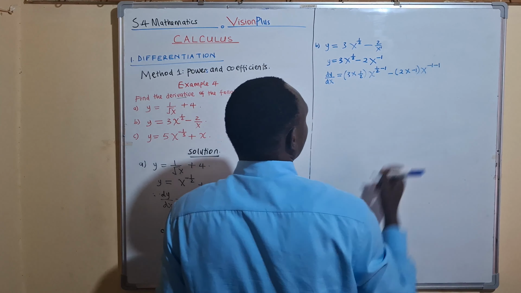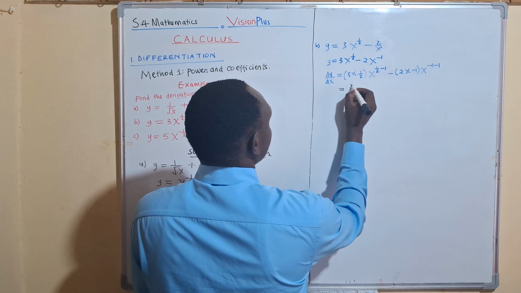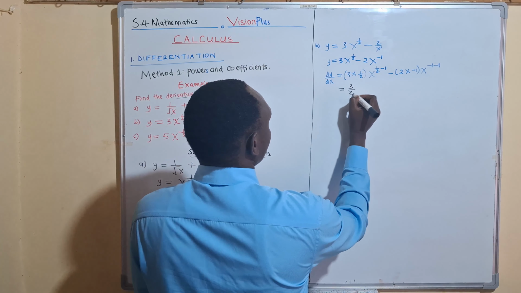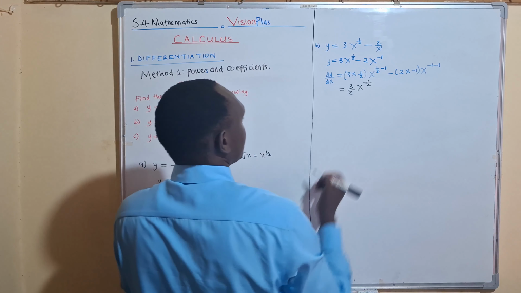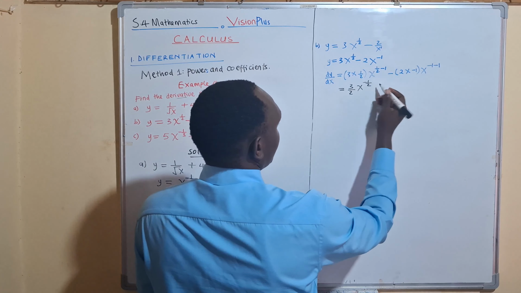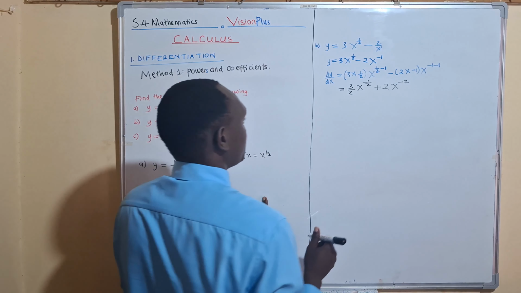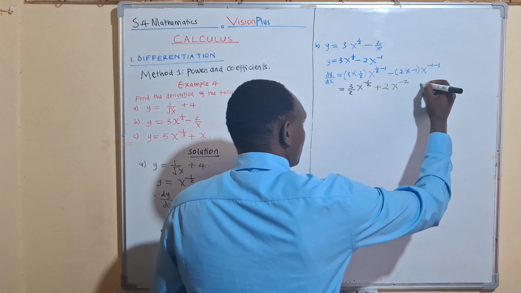We simplify. 3 times half, that is simply 3 out of 2, x. A half minus 1 is negative half. You press the calculator. There's a negative here, there's a negative there. So when we multiply them, we shall have positive 2, x. Negative 1 minus 1 is negative 2. This answer is correct. You can leave it like this.